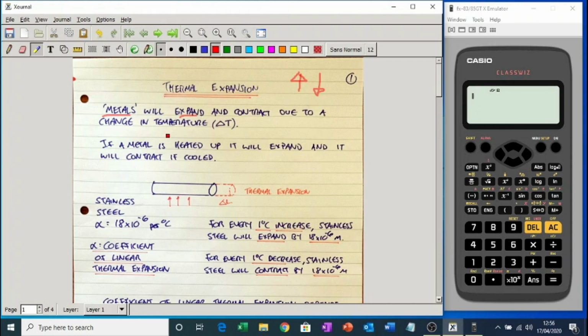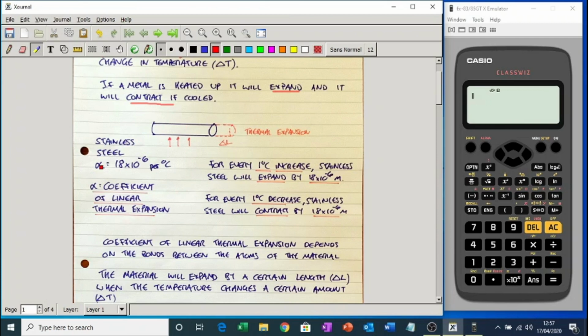So things expand and contract due to heat. That delta T just means change in temperature. So when there's a change in temperature, there's an expansion or a contraction. If a metal is heated up, it will expand, you should know that, and it will contract if cooled down.